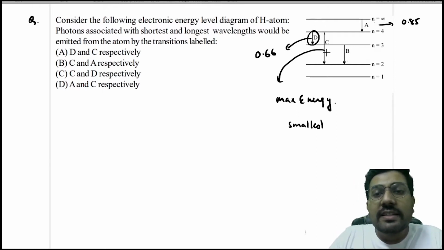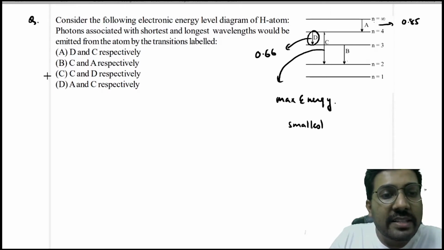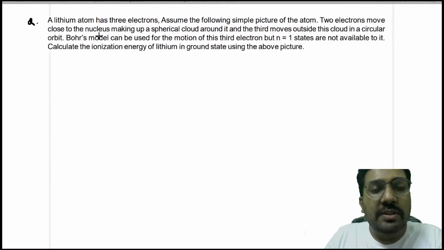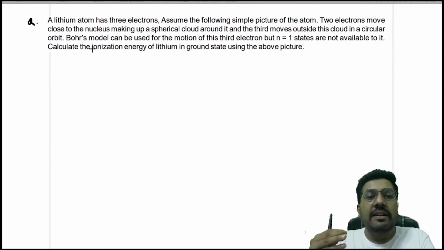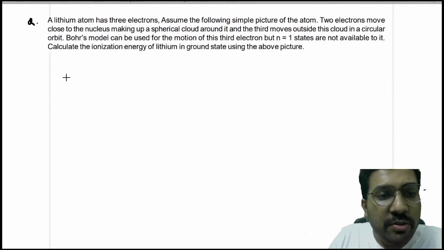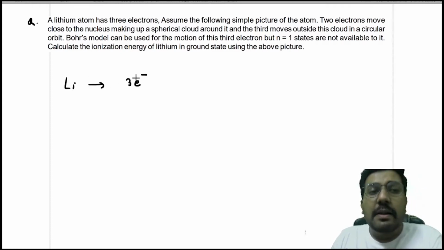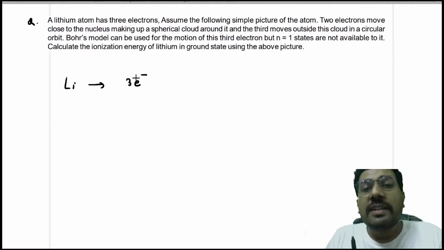So I'll write C as the shortest wavelength and D as the longest wavelength. Okay. Now in the next question, it is given that a lithium atom has 3 electrons. So you know that the lithium atom has 3 electrons. Okay. Now in this question, they are giving you a hypothetical picture.